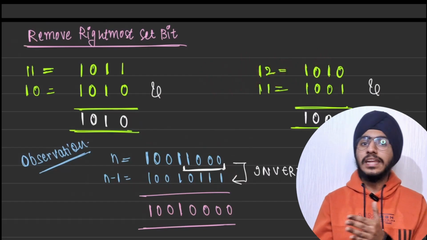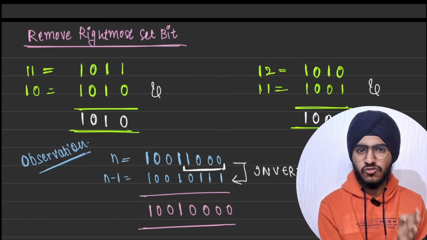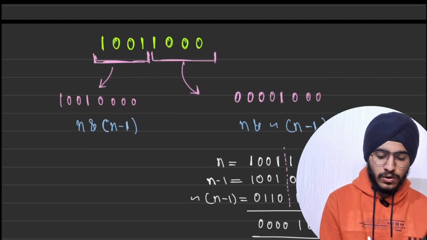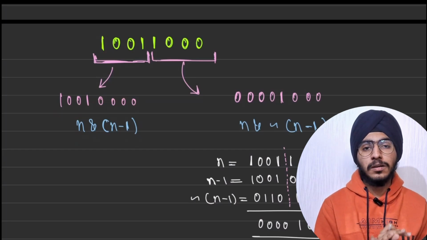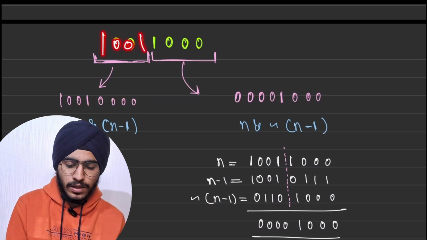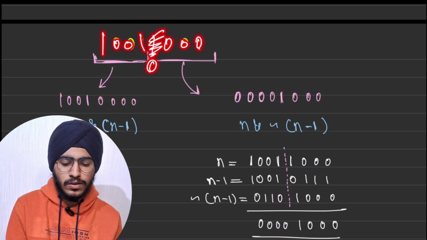What will it do? It will take the rightmost set bit and invert it, and the ahead part will remain unchanged. Now using n and n minus 1, we found that we can remove the rightmost set bit. But what if I say don't remove the rightmost set bit, give me the rightmost set bit? For example, 1001 1000 in binary form: if I want to remove the rightmost set bit, you will remove it and get 1001 0000, right?